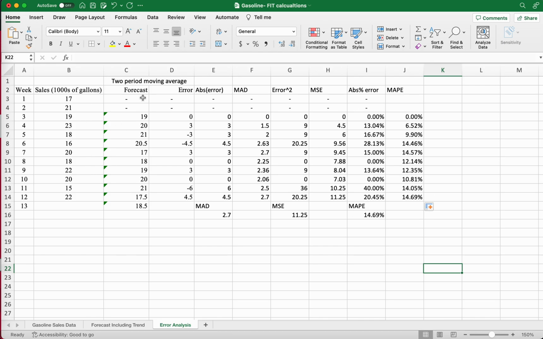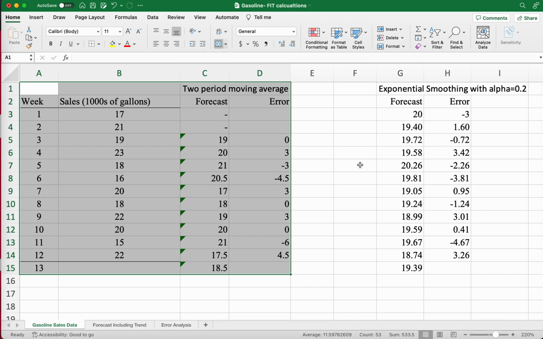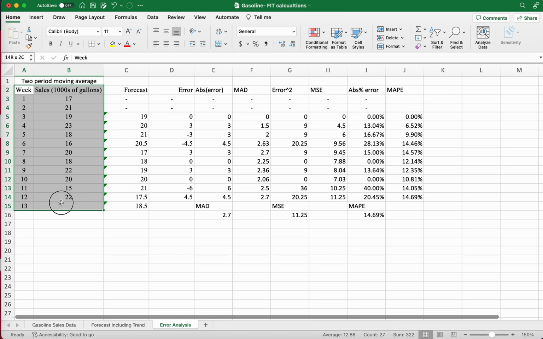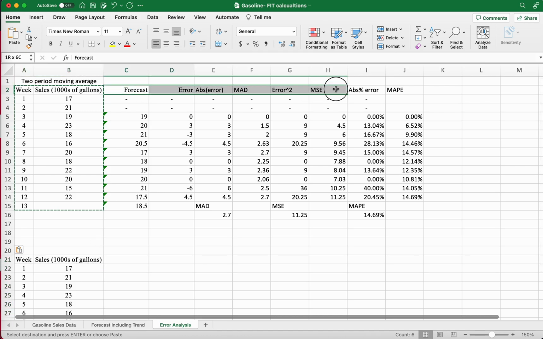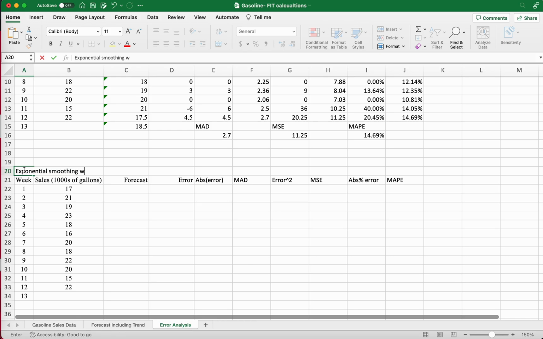So now that we have calculated this for the 2-period moving average, let's calculate this for other data, right? So let's do it for exponential smoothing with alpha equal to 0.2. What I will do is copy this and paste it over there. Now we know that this is exponential smoothing with alpha equal to 0.2 and initial forecast of 20. So the initial forecast has to be given. So the initial forecast is 20.